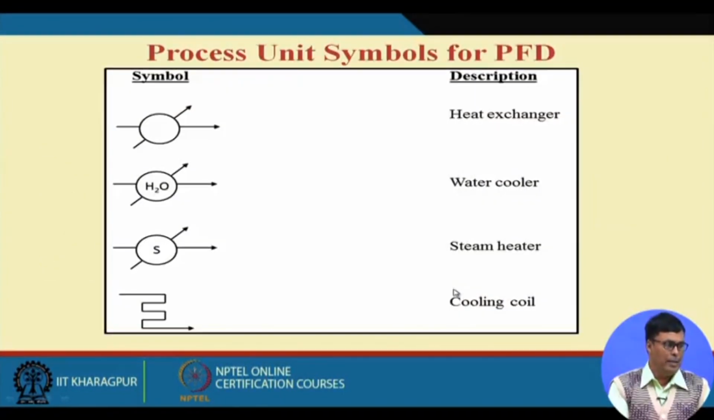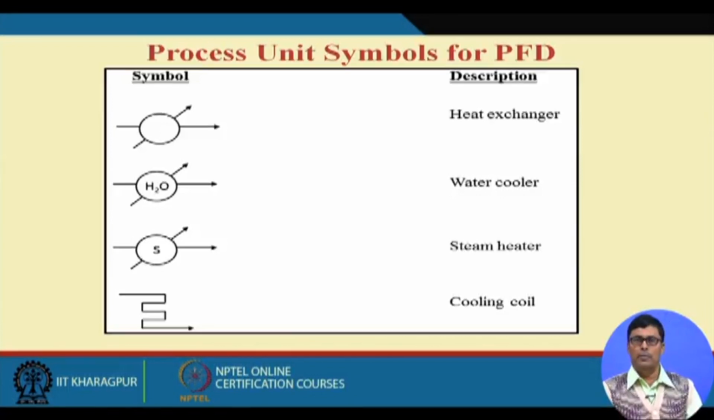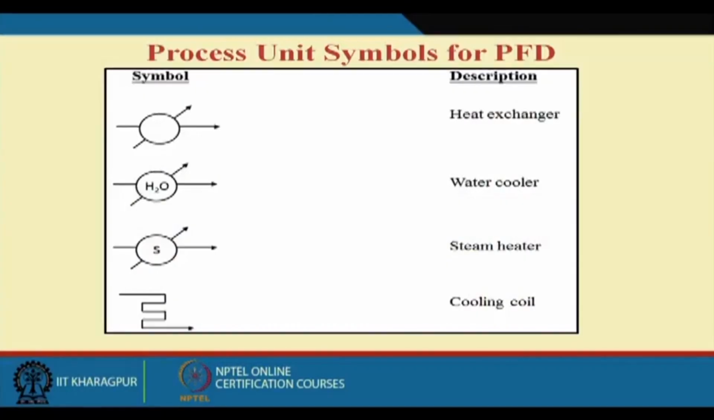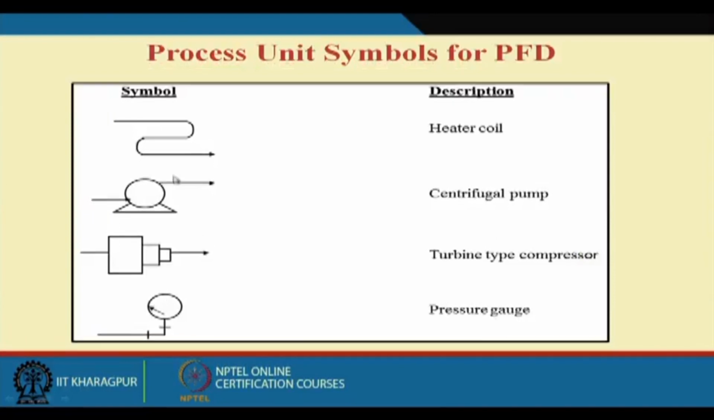Another commonly used term for the process flow diagram is the flow sheet. Now, as I told you, different processes have different units, so they have different symbols, because we shall have to use those. Then and only then can we easily find out what each is. For example, this symbol we consider as the heat exchanger. This symbol is considered as the water cooler. This symbol is considered as a steam heater. This type of symbol is considered as a cooling oil. This is considered as a heater coil.